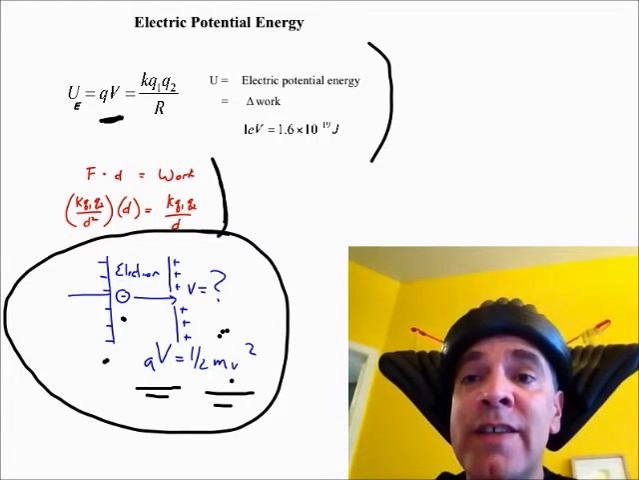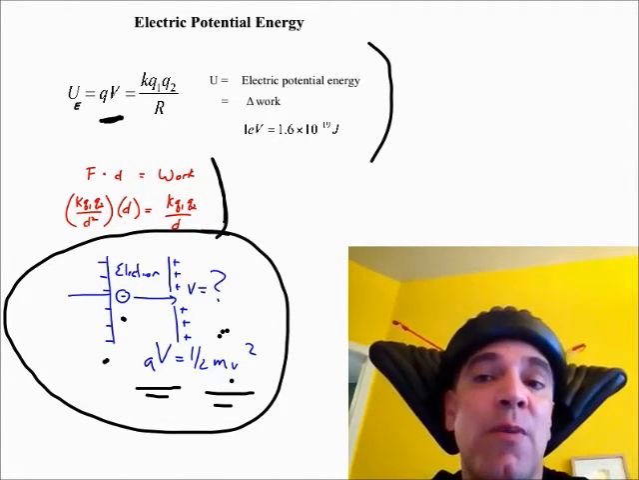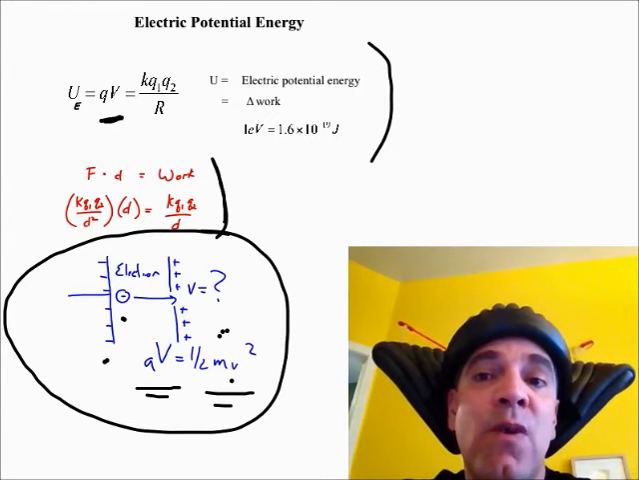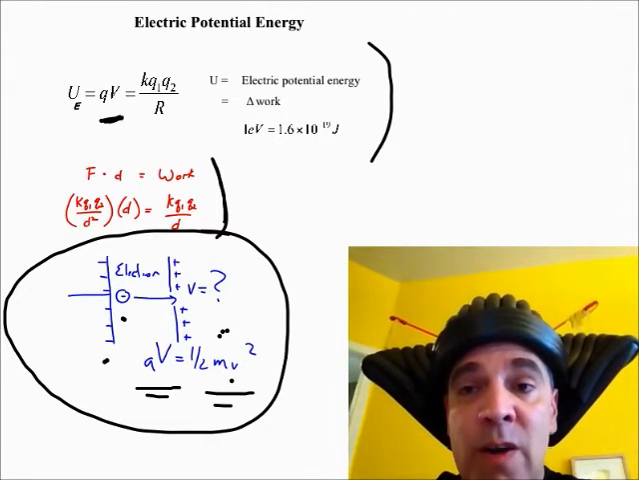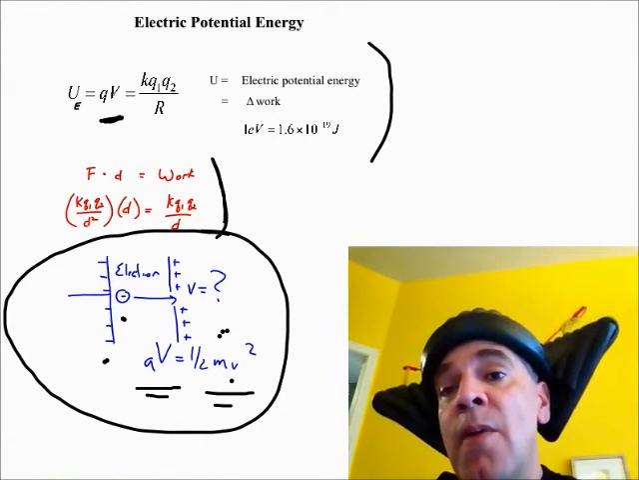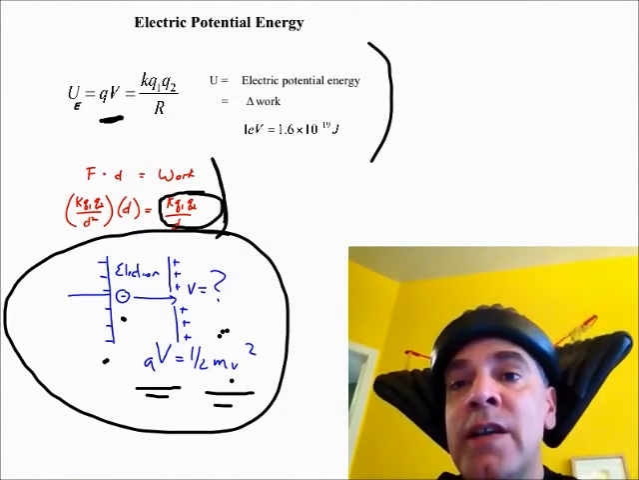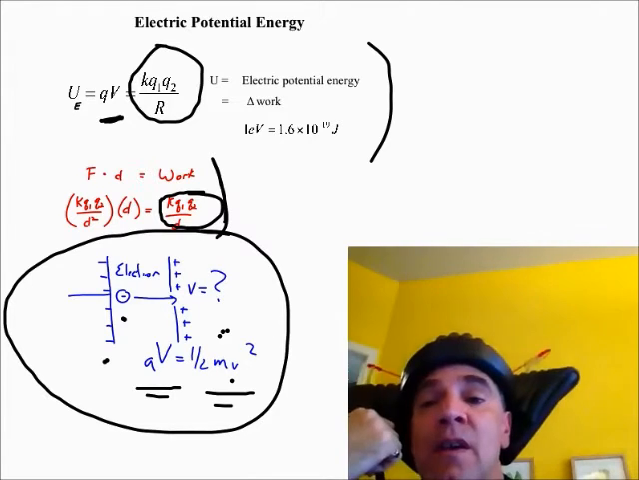This right here is just telling us that this is very similar to our work formula, because if we take the electrical force, kQ1Q2 over d squared, and multiply by the distance that it is moving, which is just the d, we get our equation for electric potential energy, which is kQ1Q2 over r.